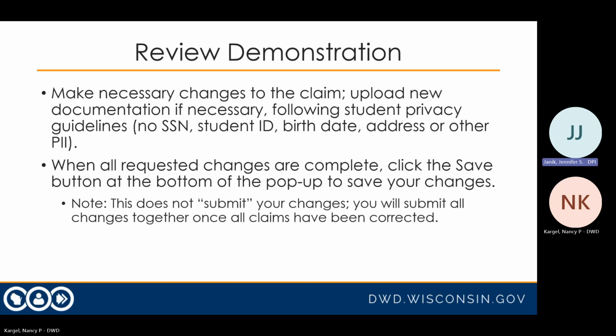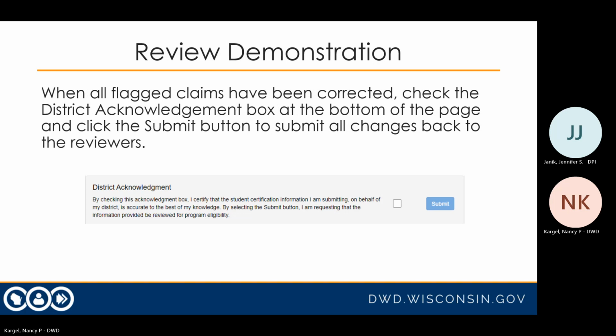You will make the necessary corrections to the claim based on the reviewer comments and then click Save to save that claim's changes. You will repeat these steps for each claim that is flagged as changes needed. Next slide. After completing corrections for all claims flagged as changes needed, you will review and confirm the district acknowledgement on the main student claims page, then click Submit to submit all changes to DWD for reconsideration. Next slide.